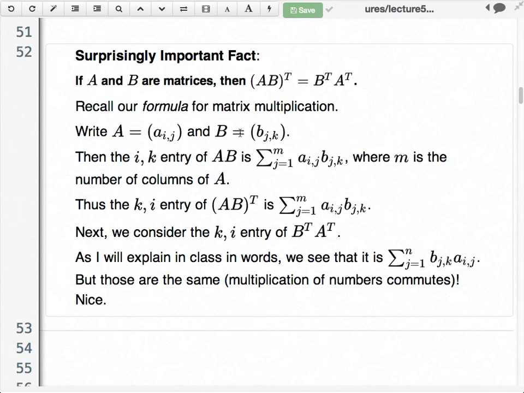So there's just no way that you're suddenly going to produce some matrices A and B for which this doesn't work. Because all you have to do is simplify, and they both come out to be the same. Okay, any questions about that?